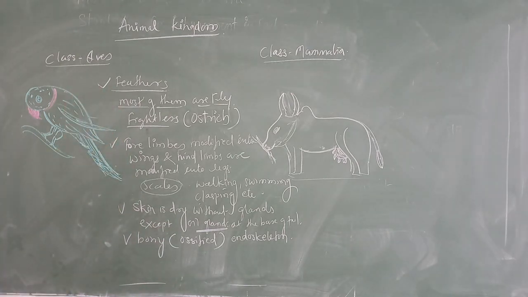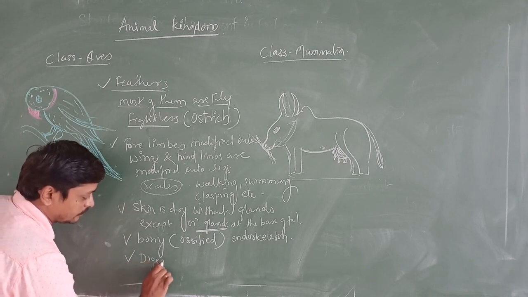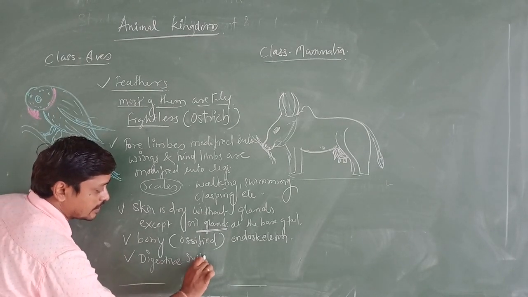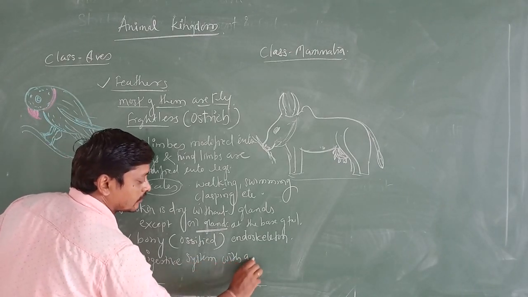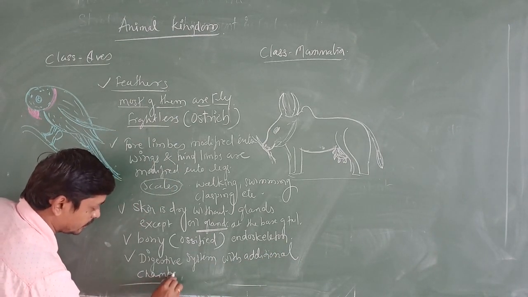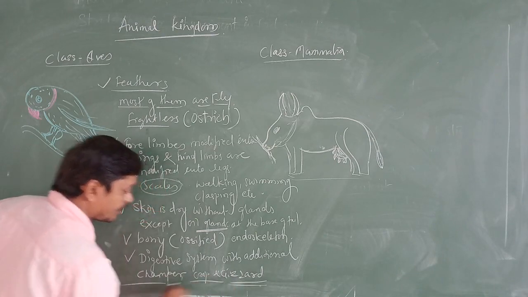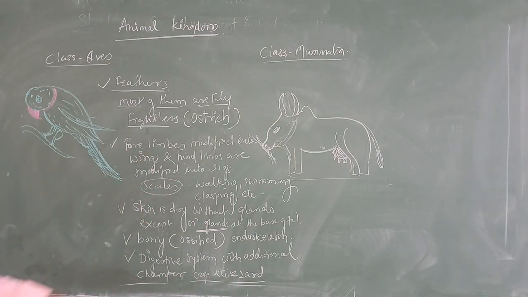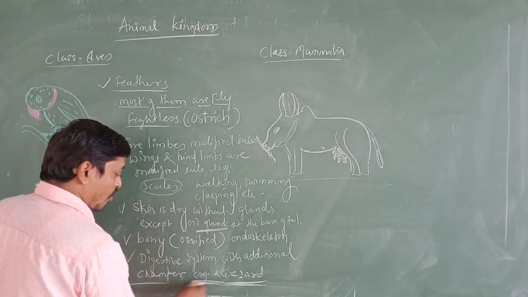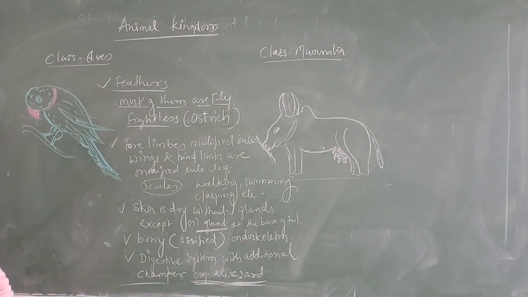Next one we are going to study, the digestive tract of the bird, with additional chambers. Here the digestive system is complete. It has a digestive system with additional chambers, crop and gizzard. And these crop and gizzard are helpful for what? Sometimes storage of the food and breaking down of the food. That is what digestive system with additional chambers, crop and gizzard means.